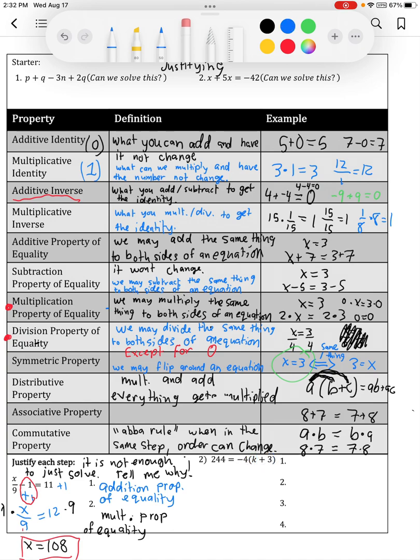According to order of operations, which do we have to get rid of first is the parentheses. The easiest way to get rid of the parentheses is going to be the distributive property. We have to make sure that the negative 4 gets multiplied to both the k and the 3. So our first property is distributive. That will give us 244, that part doesn't change, is equal to negative 4k minus 12. Negative 4 times 3 becomes negative 12.